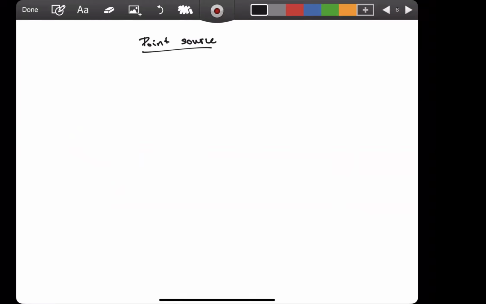So let's look at this. In this case, we're going to look at what's known as a point source, where our point source is basically a dot. I'm going to draw that as a little speaker here. And we're going to assume that the source is homogeneous, which means that it's the same everywhere. So that means in both directions.